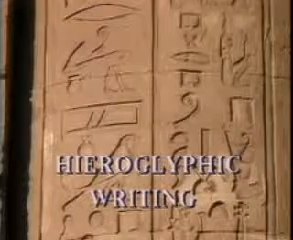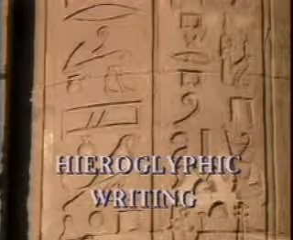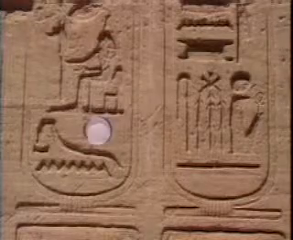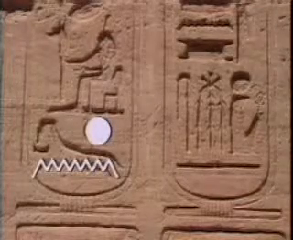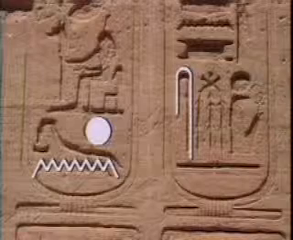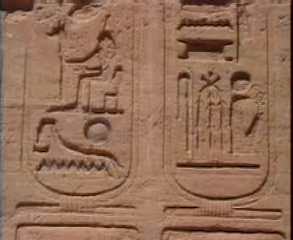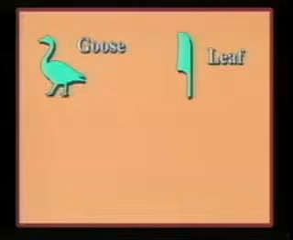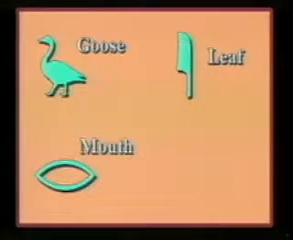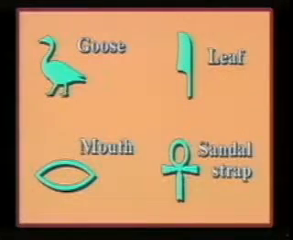These are a few of the pictures used in hieroglyphic writing. For example, here we see a little picture of the sun. This is water, and this is a piece of cloth which has been folded. They also used a goose, the leaf of a marsh plant, a shape like a mouth, and the strap from a sandal.